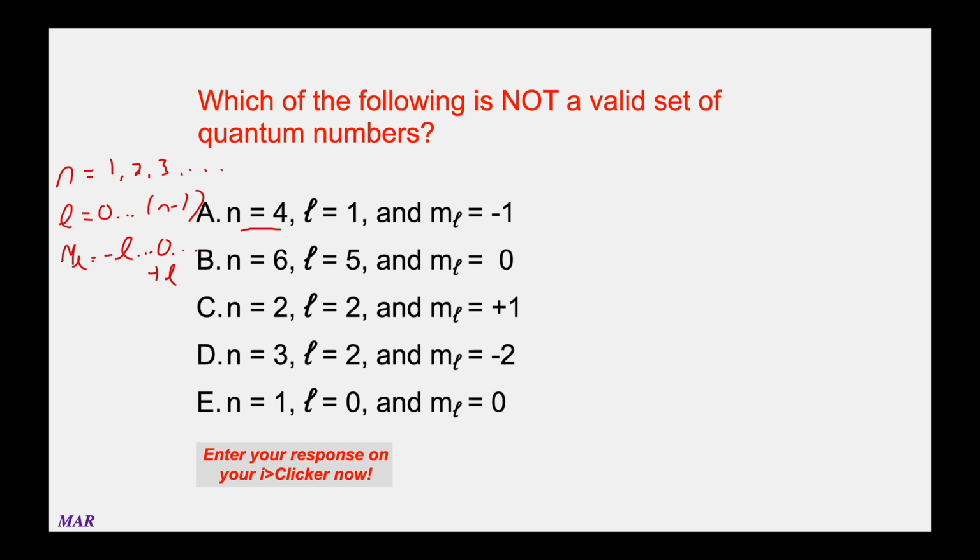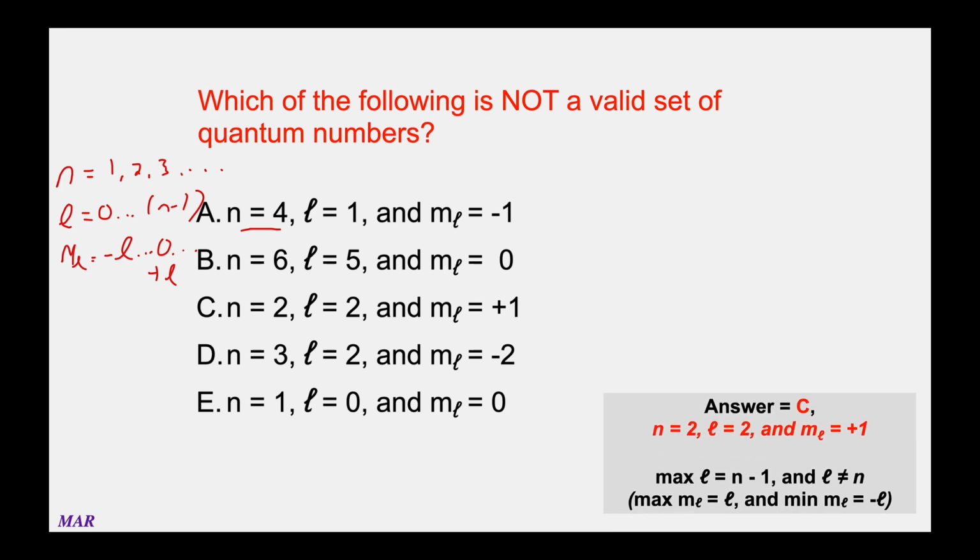B is okay too. On C, n equals 2 is legit, has to be 1, 2, 3, 4, whole number, no problem. But L of 2. Now L can be no bigger than n minus 1. So if n is 2, L has to be 0 or 1. L of 2 is not going to fly. So the problem is C here. L can't be bigger than n minus 1. Now M sub L is okay on C. If you look at D and E, all of those are okay too. But the problem here is that L can't be bigger than n minus 1. So on this problem, C is the one with the problem in it.